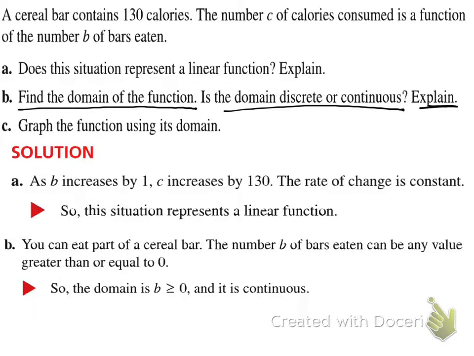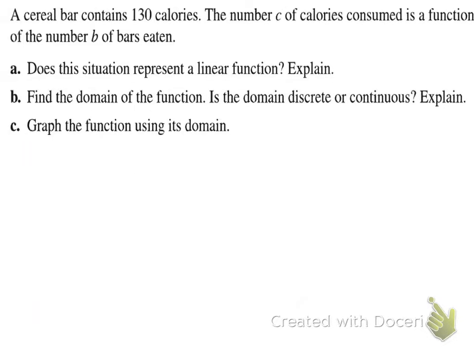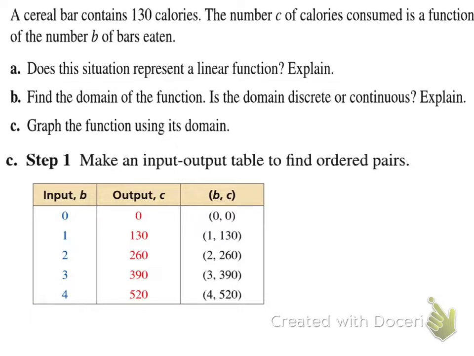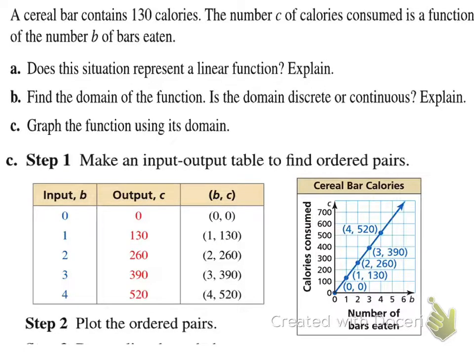And then it says graph the function using its domain. So in order to do that, we'd have to make a table. For zero bars, I have zero. For one, it's 130. For two, it's 260. For three, it's 390. Then we graph it with calories on the y-axis because that's the depender, and bars on the x-axis. And since I can eat part of a bar, are we connecting the dots? Yes. So do you understand how to do that kind of word problem?